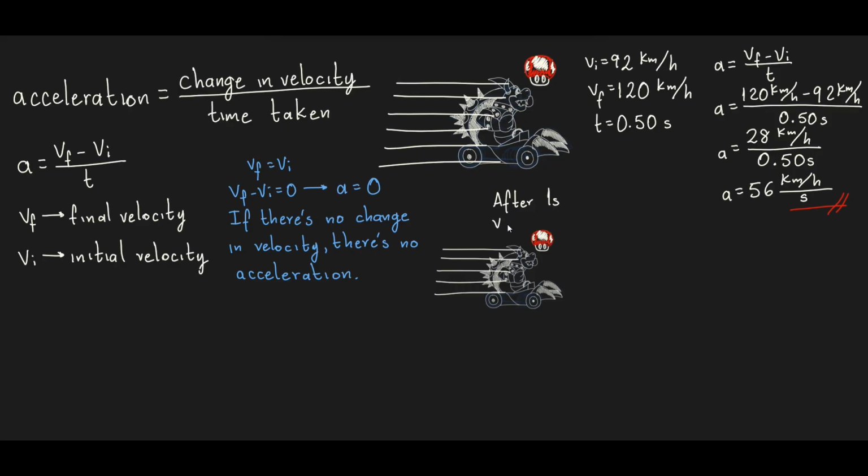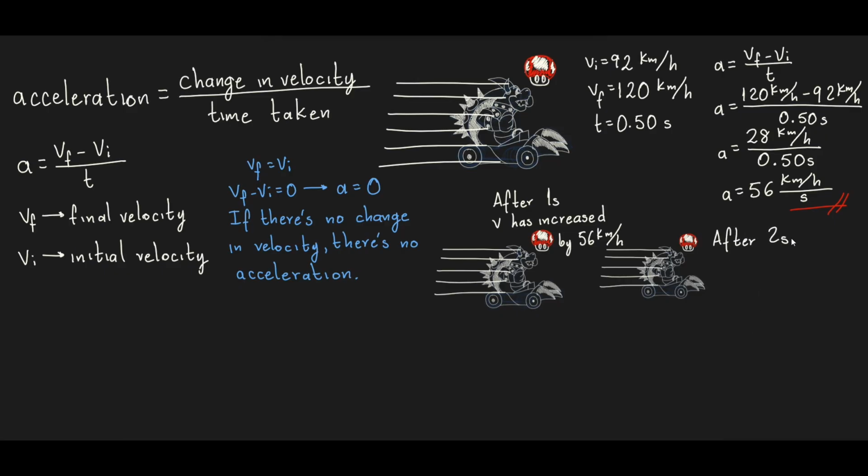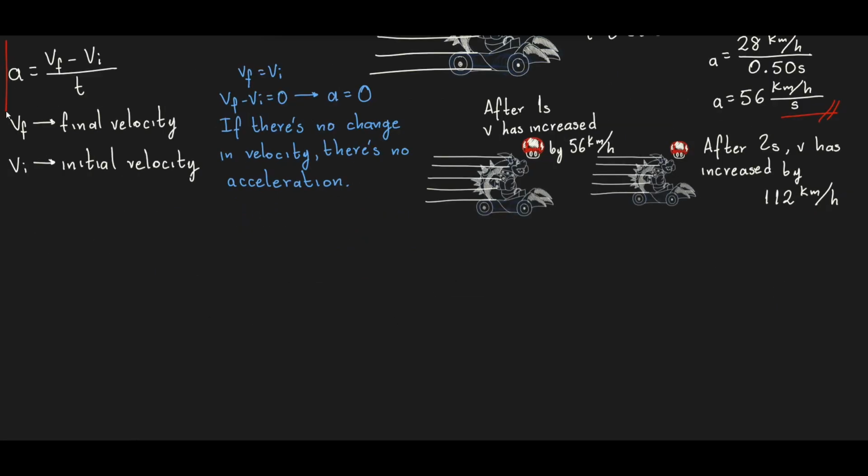If he keeps the same acceleration, after 1 second he will increase his speed by 56 km per hour. After 2 seconds, his speed will have increased by 112 km per hour. After 3 seconds, his speed will increase by 168 km per hour, and so on. Let's have a look at that equation again. We can work out the acceleration units by observing the physical quantities involved. We have speed units divided by time units. If we take the last answer, the acceleration Bowser had was 56 km per hour second.